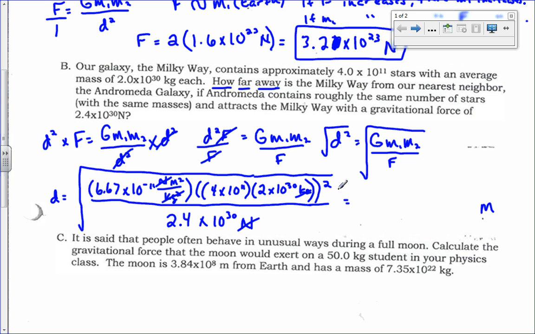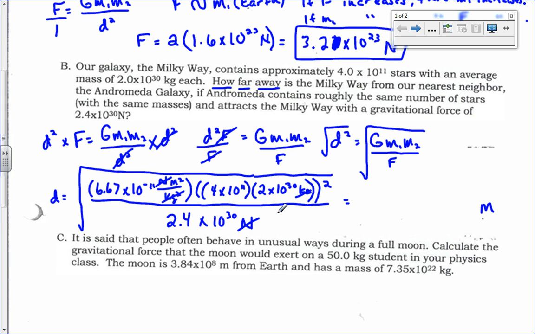Now what we did is we just did everything in the numerator. Now we're going to divide. Divide it by 2.4, second function double E, 30, enter. You get 1.78 times 10 to the 43.